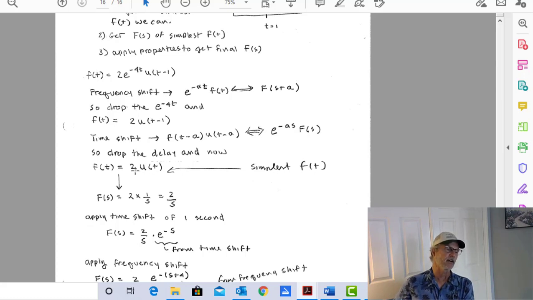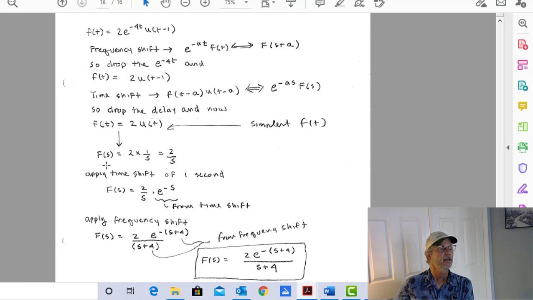So now let's take our simple little Laplace transform. F of s is just going to be 2 times 1 over s. That's 2 over s. So let's apply the time shift of 1 second. What I have to do is multiply my s domain function by e to the minus as, and a was 1. So I just multiply my simple Laplace transform by e to the minus s.